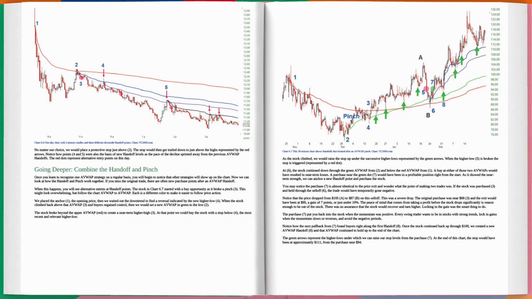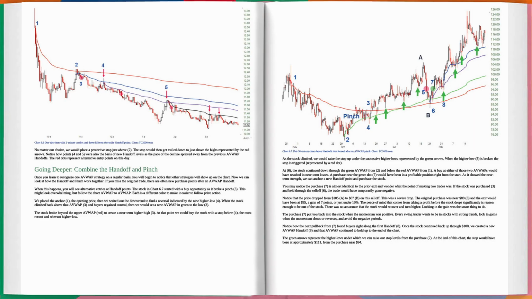When the stock climbed back above that AVWAP 3 and buyers regained control, then we would set a new AVWAP in green to the low 2. The stock broke beyond the upper AVWAP red to create a near-term higher high 3. At that point, we could buy the stock with a stop below 4, the most recent and relevant higher low.